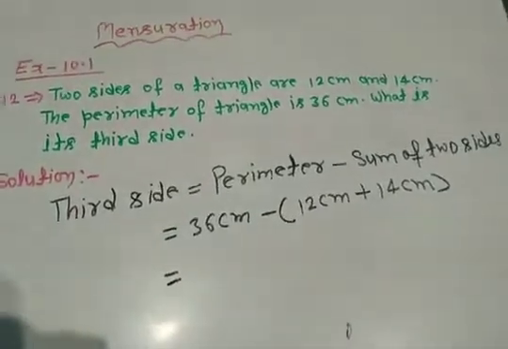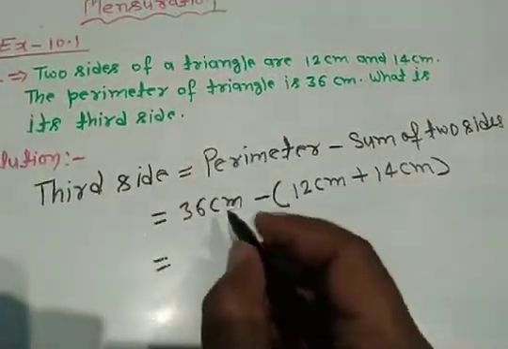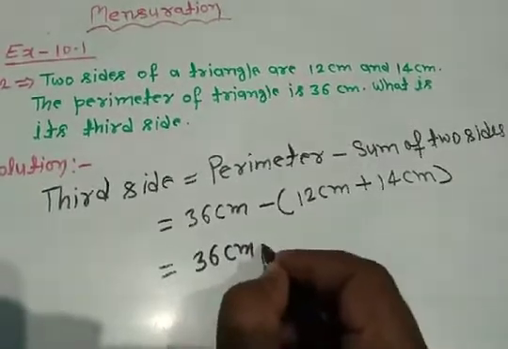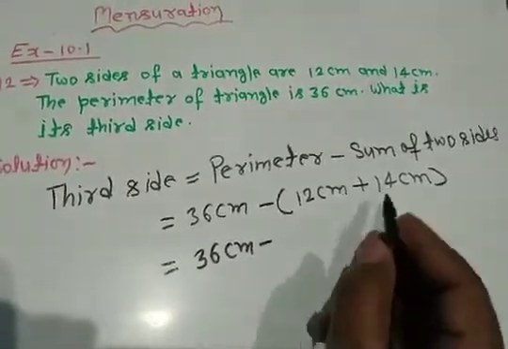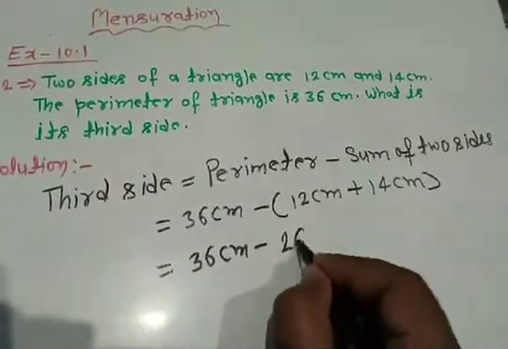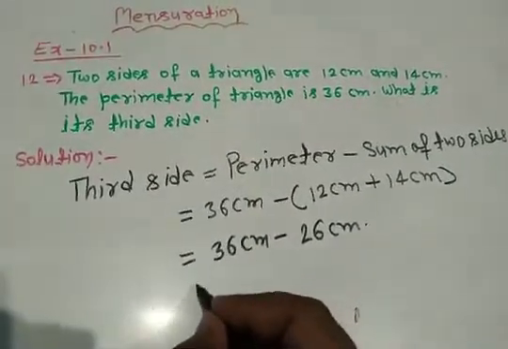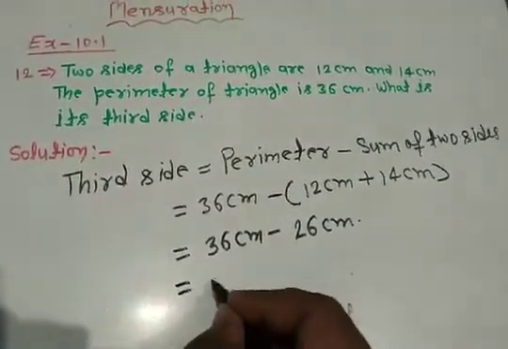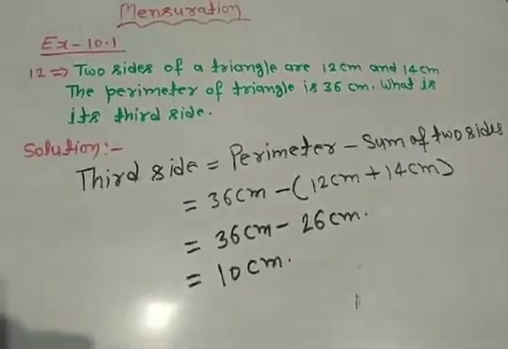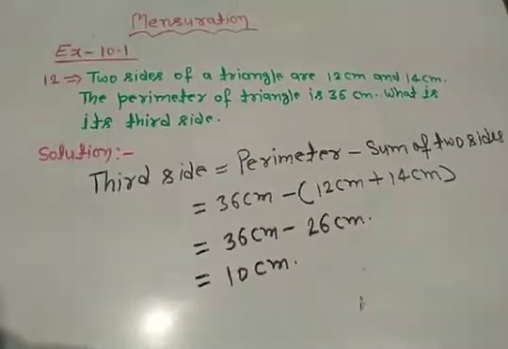This is equal to 36 centimeter minus, 12 centimeter plus 14 centimeter is equal to 26 centimeters. Clear. So this is equal to 10 centimeter. The third side is equal to 10 centimeters.